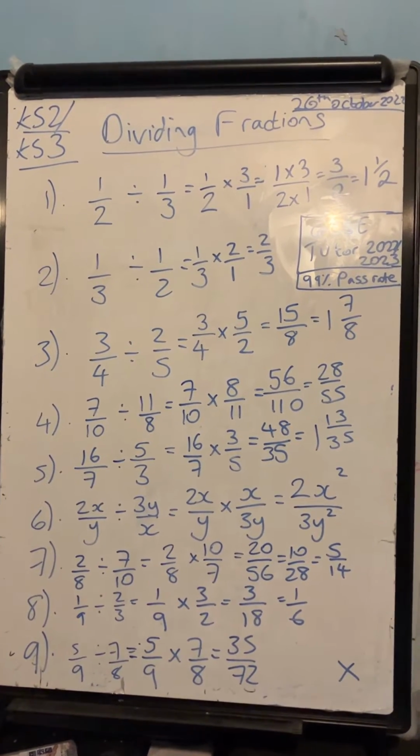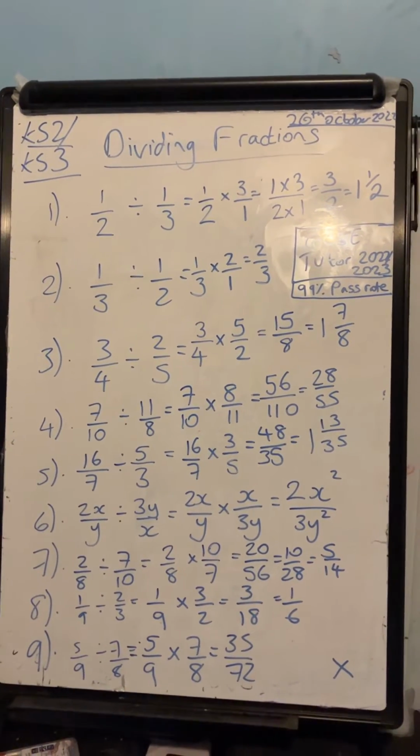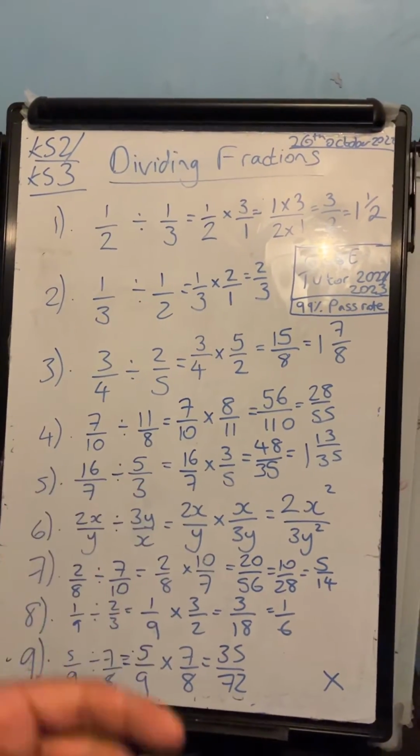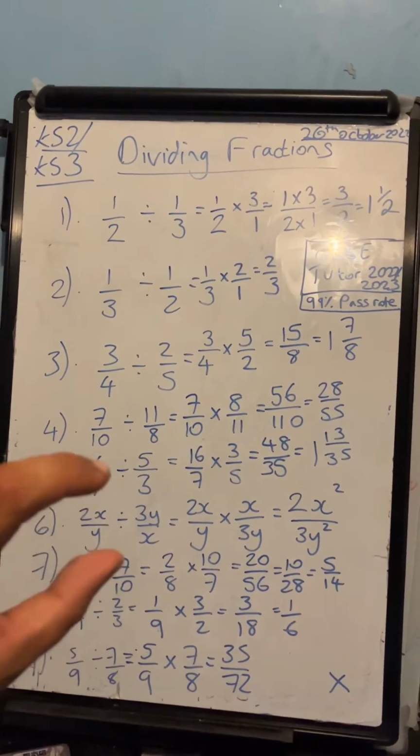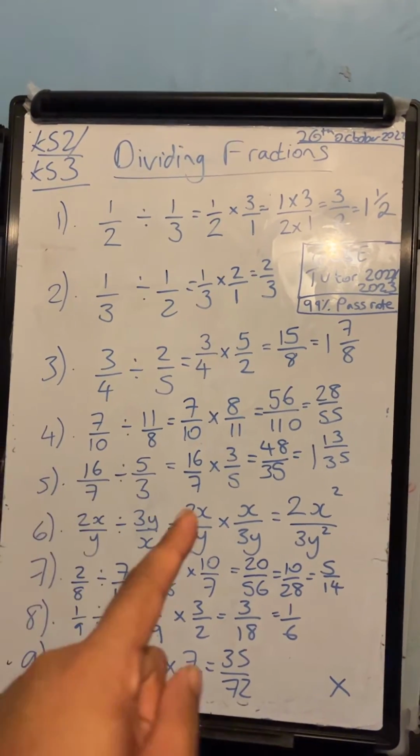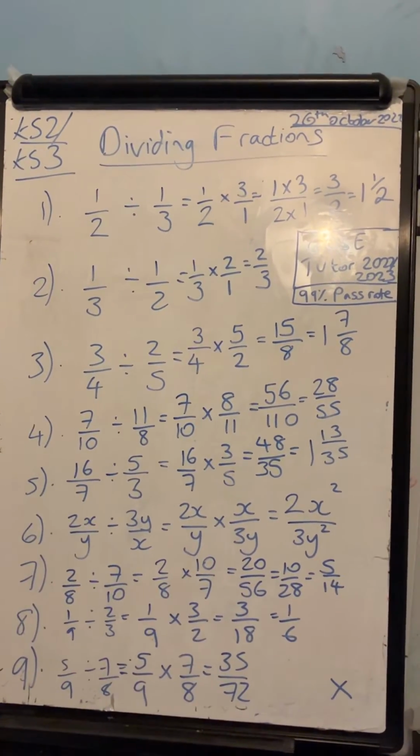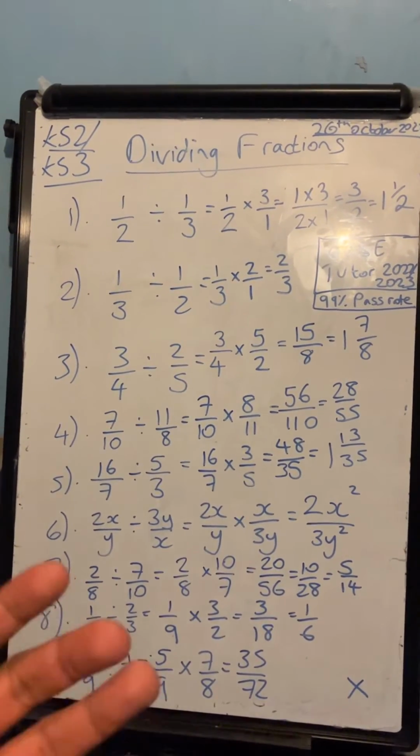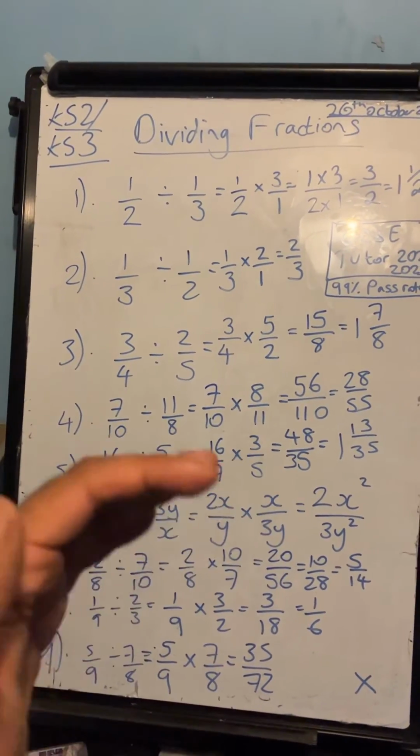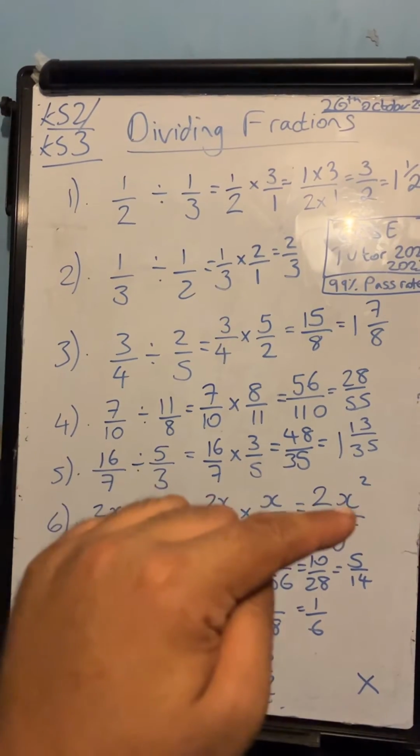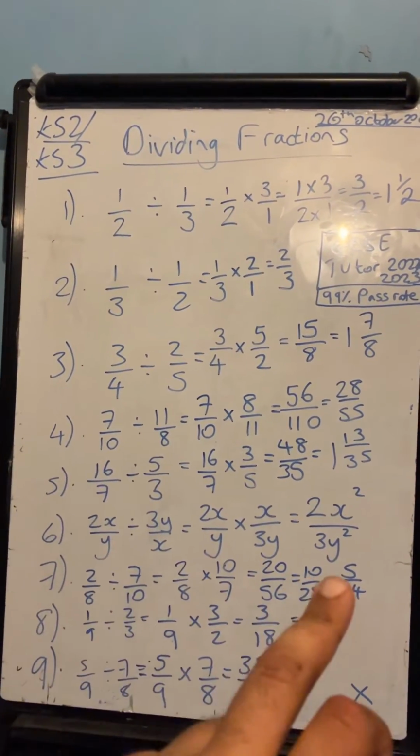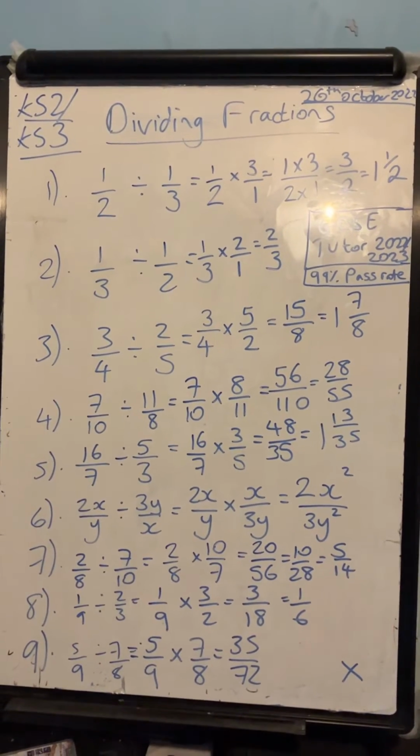Question number 6, I've got an algebraic fraction now, so the idea works the same. I keep the first fraction, so I keep 2x over y, and then I flip the second one, so it becomes x over 3y. I now multiply as normal, so I treat it like a normal algebraic multiplication. So 2x times x is 2x squared. Remember that x times x is x squared, and y times 3y is 3y squared.